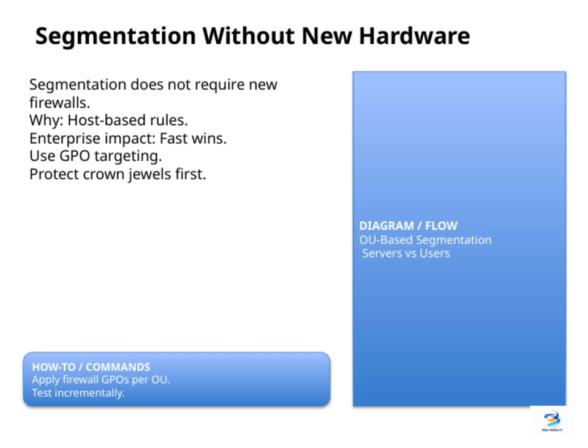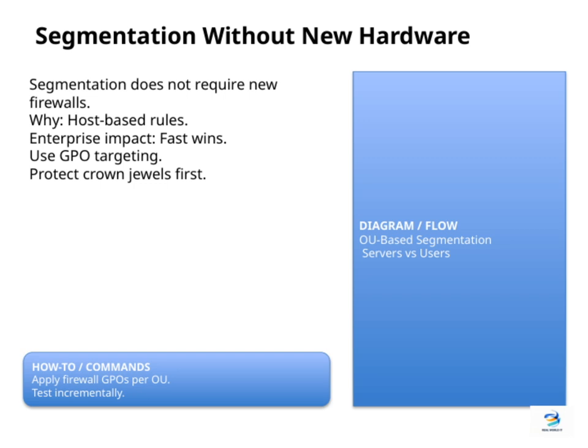When it comes to how-to or commands, the key is to apply firewall group policy objects, or GPOs, specific to each OU. This allows us to enforce segmentation without needing to install new firewalls. Instead, we leverage host-based rules, which are configured directly on the existing servers and endpoints. It's important to test these policies incrementally, making small, controlled changes first to ensure everything works smoothly before moving forward. This step-by-step approach helps prevent disruptions and confirms the effectiveness of the segmentation.